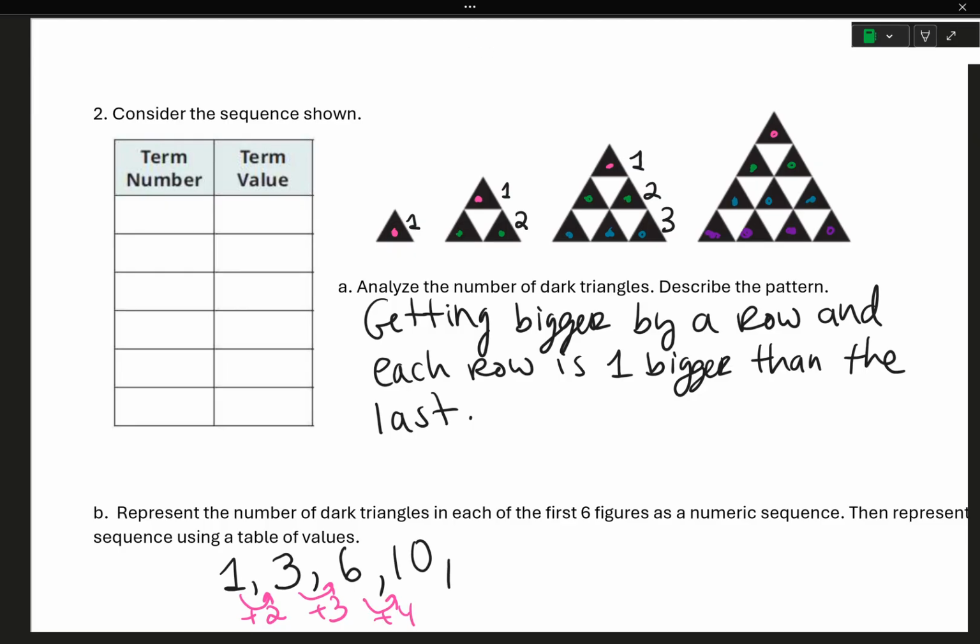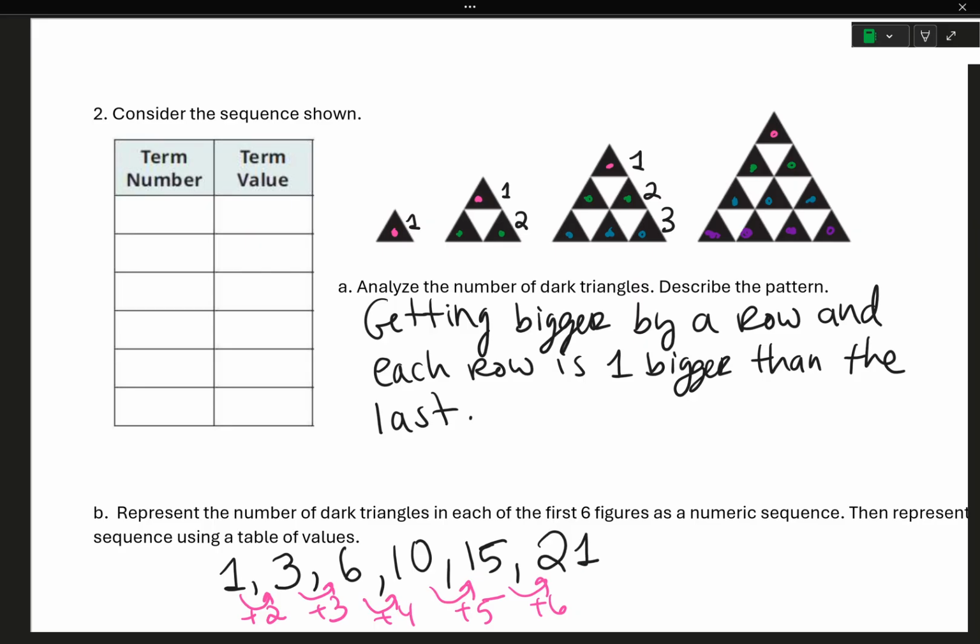We have 2 more figures to calculate. If we were to draw it, we would have added a row of 5 triangles. So that means we would have 15. And for the last image, we would have added a row of 6 triangles. And that would have given us 21 triangles.